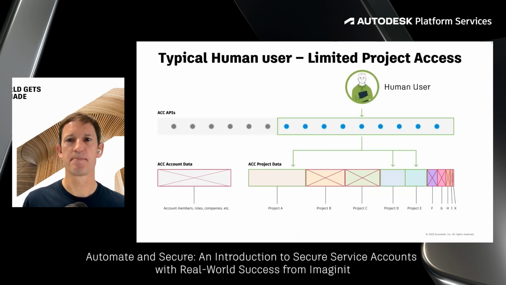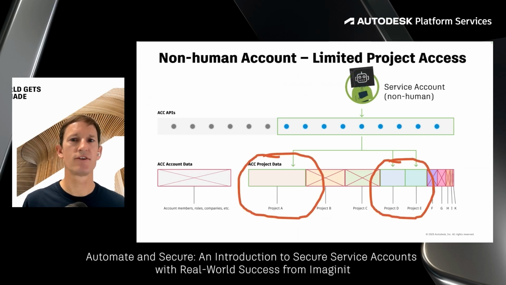Let's go back to our diagram and look at how SSAs improve the process. Previously, our app could access all projects. Now let's compare that to how a human user uses the system. They have limited access. In this case, this person can only see projects A, D, and E. They have no admin privileges. Now imagine if we were to swap out that user and make them appear as a service account instead, a robot user. That service account has the same permission granularity as that regular human user.